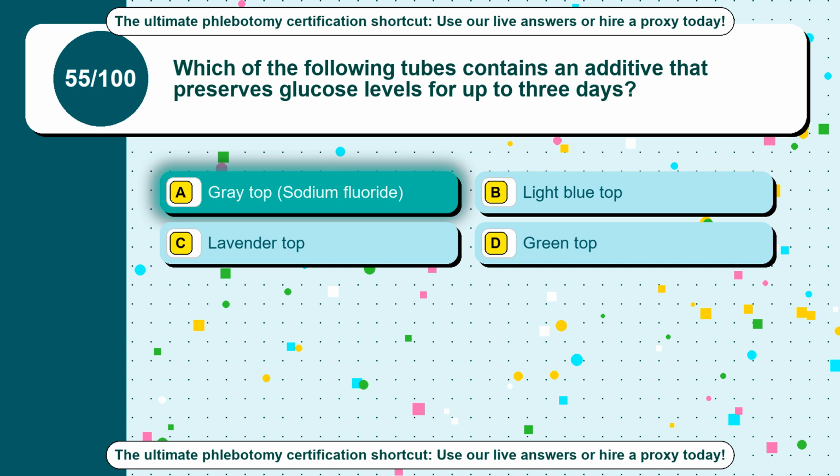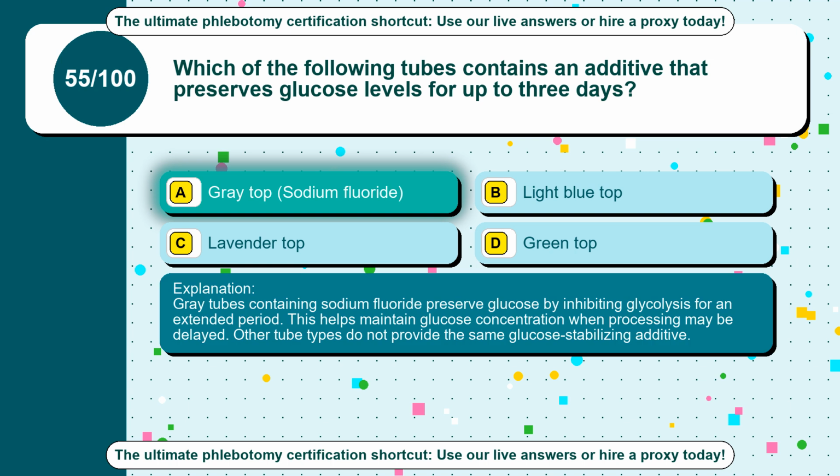Gray top, sodium fluoride. Gray tubes containing sodium fluoride preserve glucose by inhibiting glycolysis for an extended period. This helps maintain glucose concentration when processing may be delayed. Other tube types do not provide the same glucose stabilizing additive.